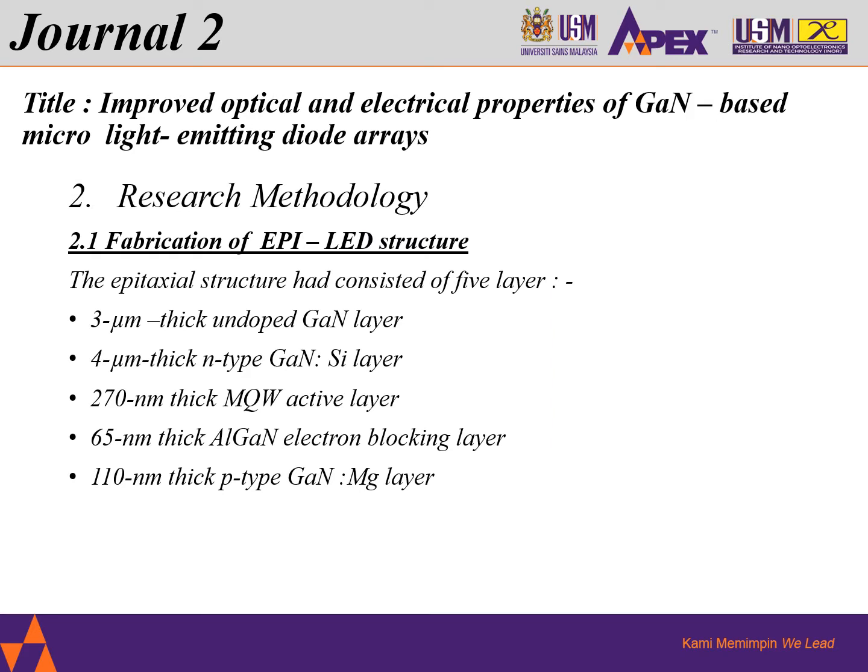Okay, let's go to the fabrication of the epi LED structure. We have 5 structure layers to fabricate the epitaxial structure on this device. First is a 3 micrometer thickness undoped GaN layer, a 4 micrometer thickness N-GaN silicon-doped layer, and a 270 nanometer thickness multi-quantum well active layer. We have a 65 nanometer thickness P-GaN electron blocking layer and a 110 nanometer thickness P-GaN magnesium-doped layer.